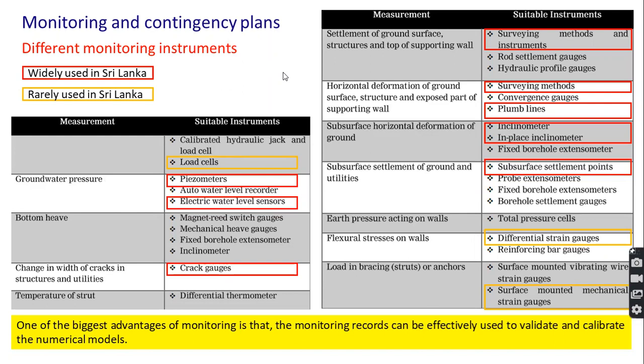Crack gauges are used to measure the cracks of the existing structures surrounding the excavation. Then in some cases, very deep and very important excavations, differential strain gauges and load cells are installed to measure the prop forces. One of the biggest advantages of monitoring is that, other than the stability of the wall, monitoring records can be effectively used to validate and calibrate the numerical models, that is, finite element analysis results. That is a very important aspect of monitoring during deep excavations.